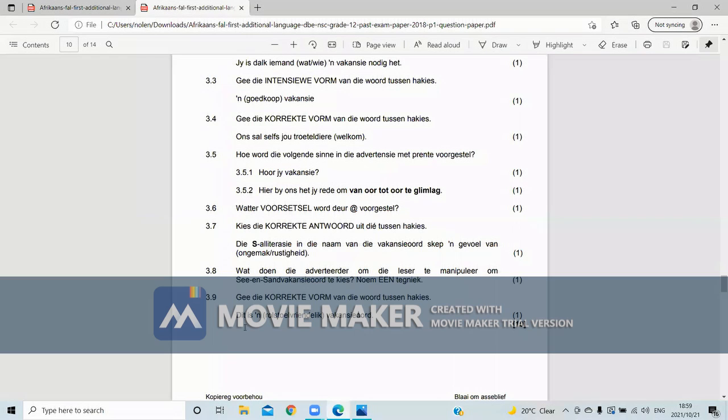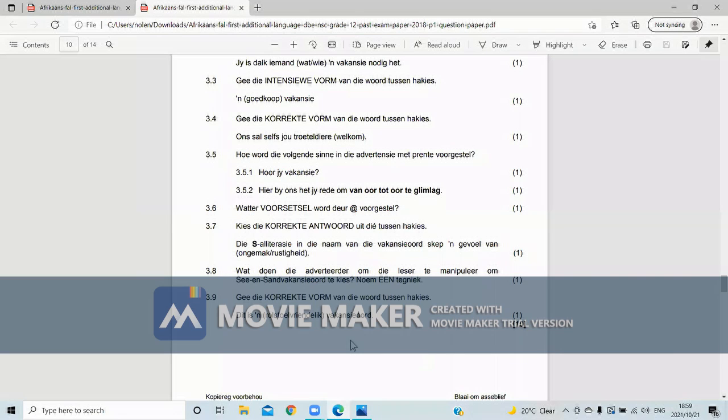Okay, and then the last one for this question is: gee die korrekte vorm van die woord asseblief. So correct form, dit is 'n rolstoelvriendelike vakansieoord. Okay guys, so the rule of thumb is if you are describing something, so if you're using an adjective, if the adjective is before the noun, then you're going to change the form of it to, like, vriendelike. Okay, this is your adjectives, so byvoeglike naamwoorde.